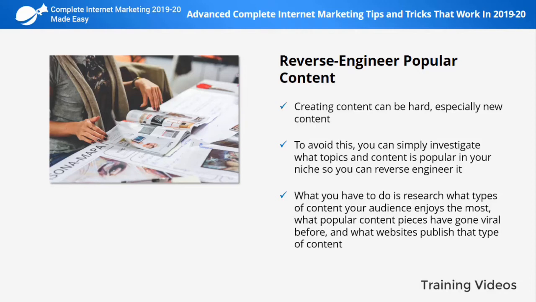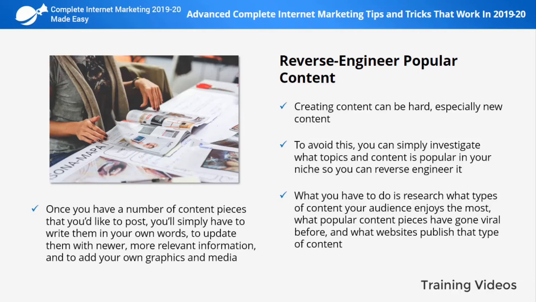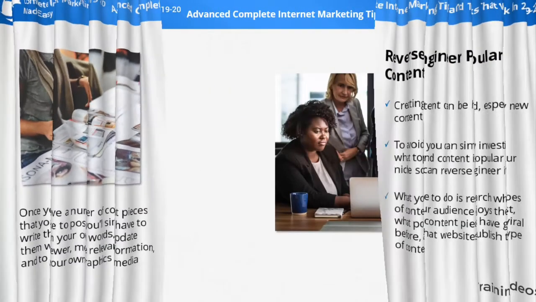Use the Google Keyword Planner and the Google Keyword Ideas tool to enter your niche keywords and get suggestions. Once you have a number of content pieces that you'd like to post, you'll simply have to write them in your own words, to update them with newer, more relevant information, and to add your own graphics and media. This way, you'll save time, and you'll generate traffic more easily.